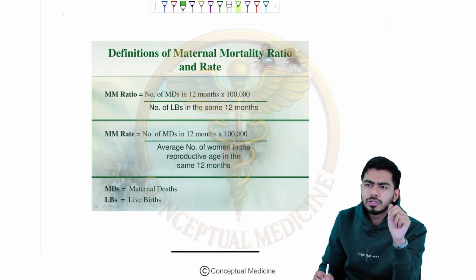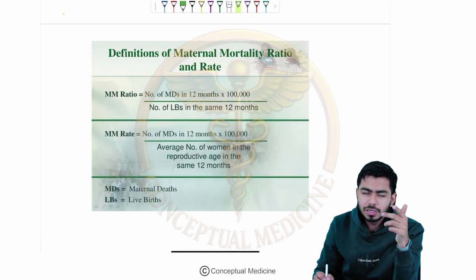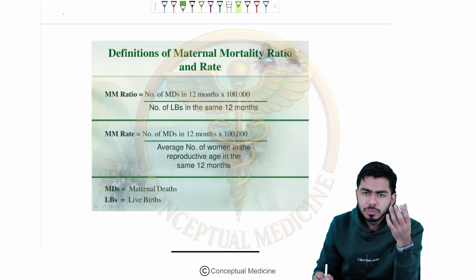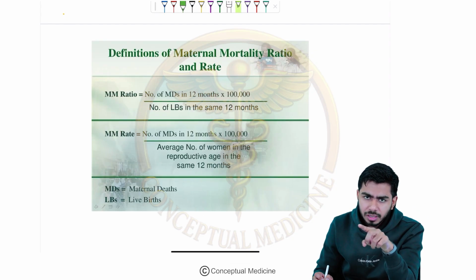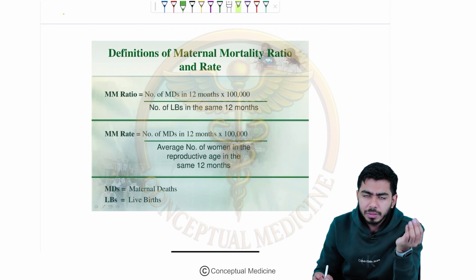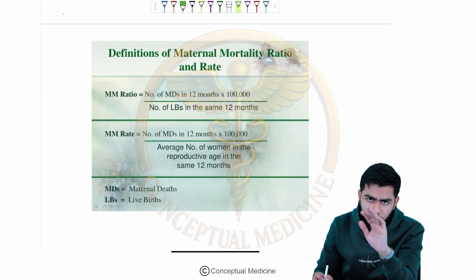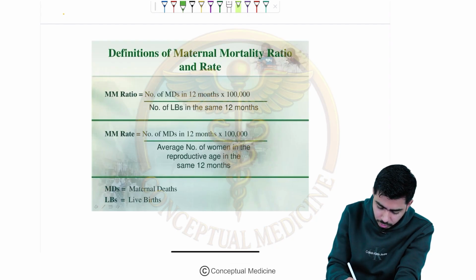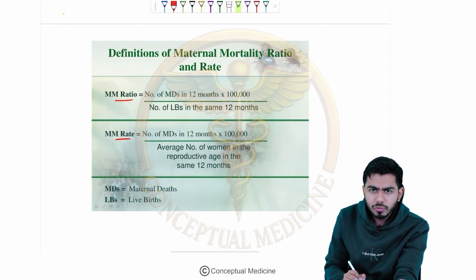Now, two important things which might be confusing very easily: MMR. If they are not mentioning anything, you should take MMR as the maternal mortality ratio, right? We will not call that a rate. But if the examiner says in the MCQ that MMR is the maternal mortality rate, then you have to consider it as the maternal mortality rate. Otherwise, generally speaking, MMR is the maternal mortality ratio, not the rate. So there are two formulas over here.